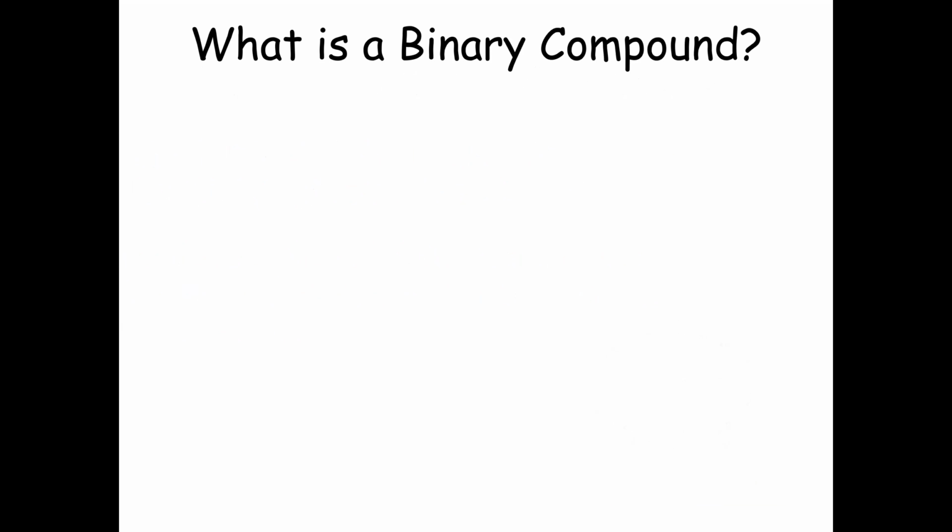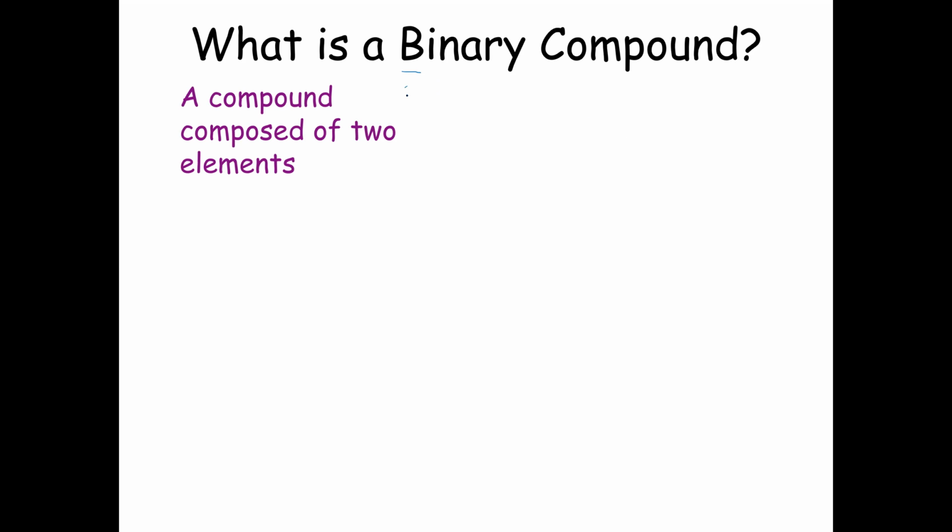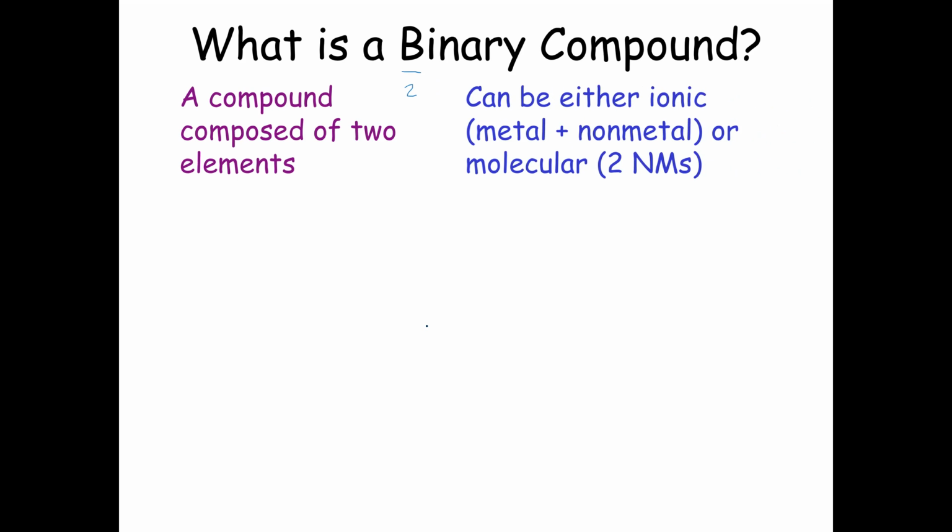We're going to start off with the easiest ones, which are the binary compounds, composed of 2 elements, because the prefix bi means 2. A binary compound is made up of 2 elements. Remember, it has to be 2 different elements in order to make a compound. It can be either ionic, which is a metal and a non-metal, on the left side of the staircase and the right side of the staircase. Opposites attract. Or we can have a molecular compound, which is going to be 2 non-metals. This is going to be an important distinction as we go further on in chemistry.